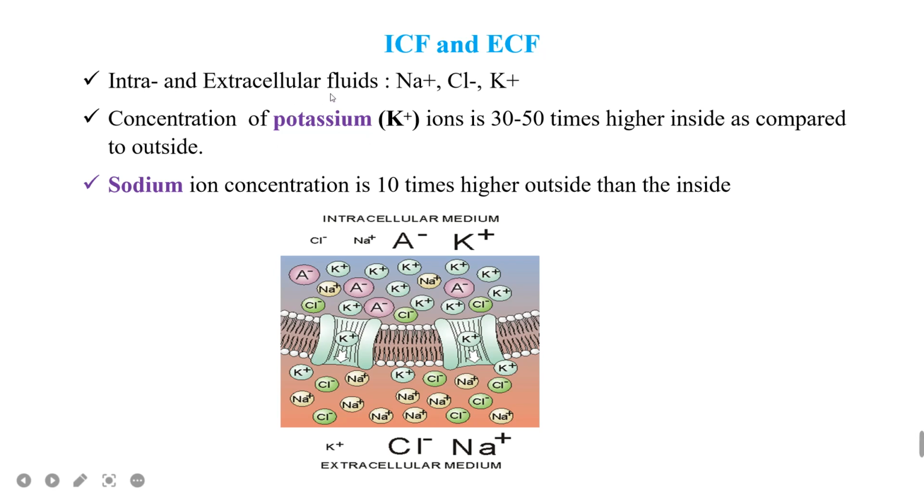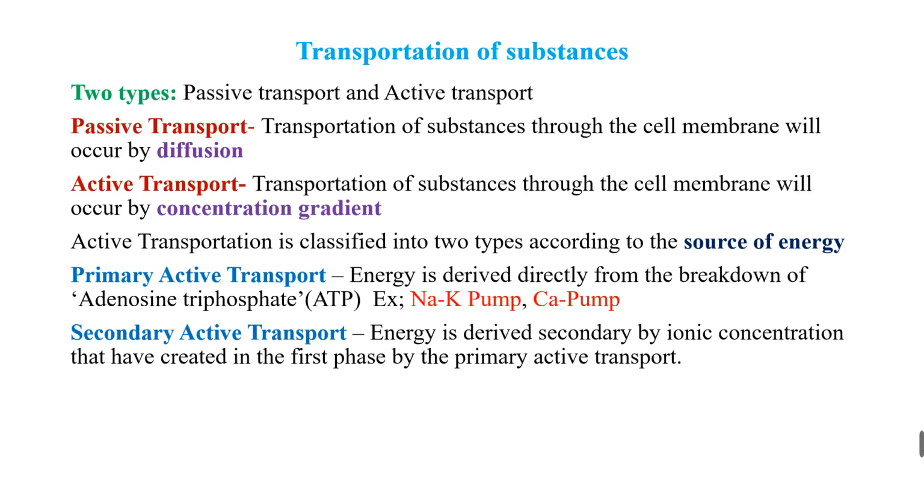The major ions we are going to consider are Na+, Cl-, and K+. The concentration of potassium ions is higher inside compared to outside, and the sodium ion concentration is higher outside than inside. The intracellular medium has more K+ and less Na+, and the extracellular medium has more Na+. So the ions move from inside to outside through the cell membrane.